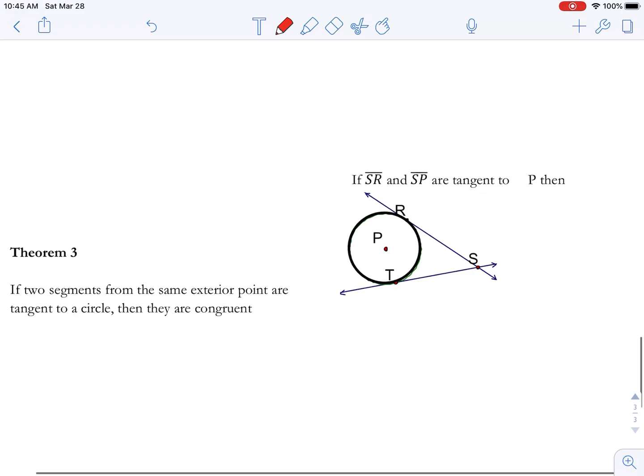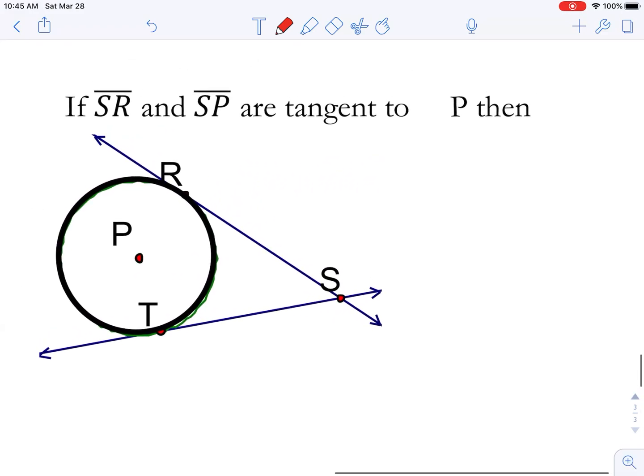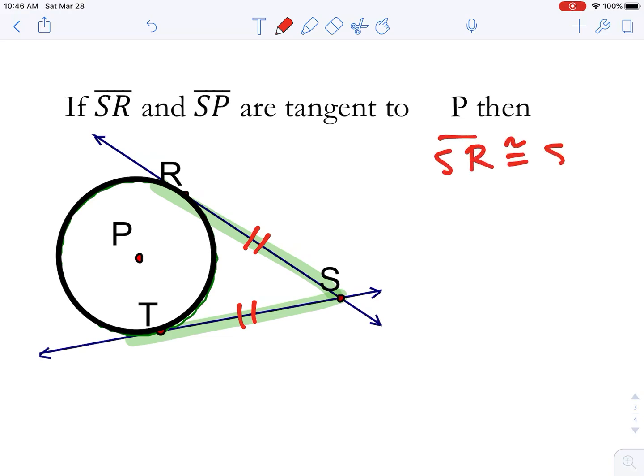All right, so let's look at this problem down here. Here's a different theorem. Think about the hanging basket and the strings. You attach a string here and a string here. If you do it at the same height on that basket, those two strings will be the same length. So if you have two tangents that meet at a point, both tangent to the circle, then they are equal. SR is congruent to SP.